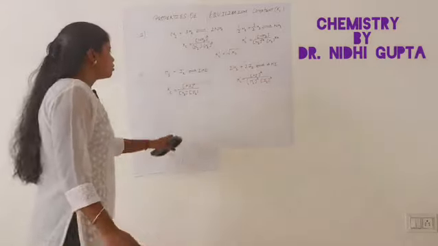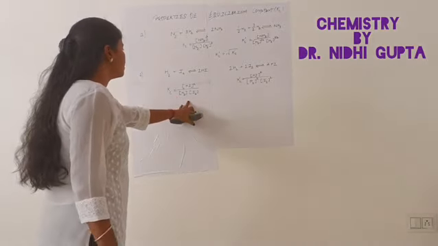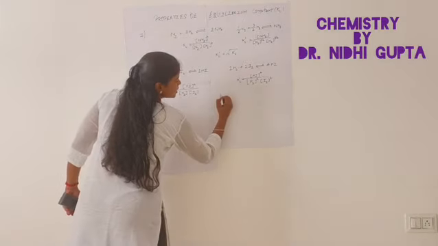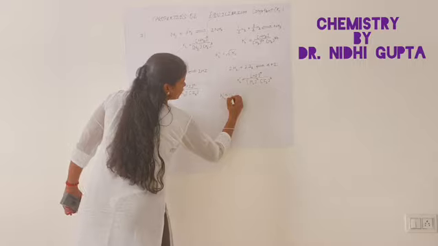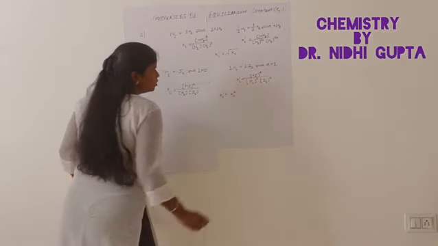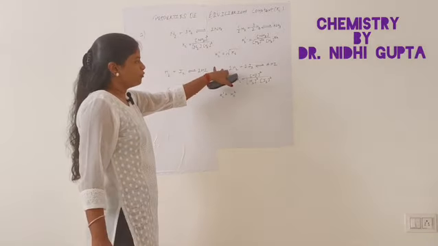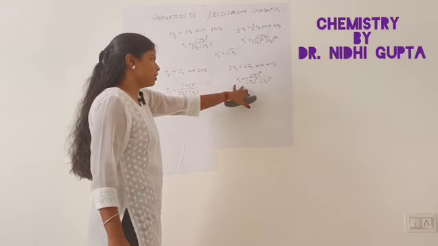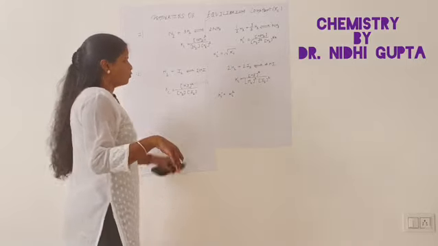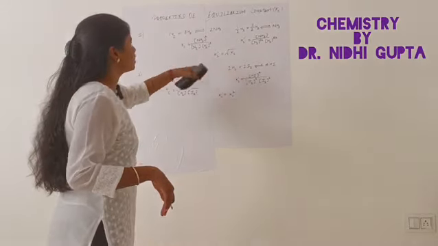Okay. So now if we look closely, we find that Kc dash is the square of Kc. So if we multiply a given reaction by a factor of 2, then its equilibrium constant will become the square of the original one. Okay. So these are the two properties.